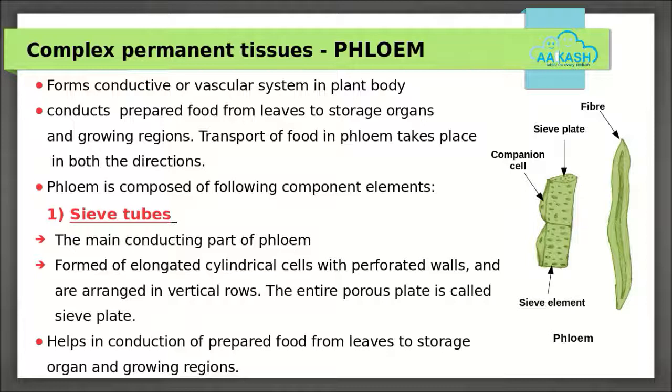1. Sieve tubes. These are the main conducting part of phloem. They are formed of elongated cylindrical cells with perforated walls and are arranged in vertical rows. The entire porous plate is called sieve plate. They help in conduction of prepared food from leaves to storage organ and growing regions. Different elements of phloem shown in the figure are companion cell, sieve element, sieve plate, fiber.